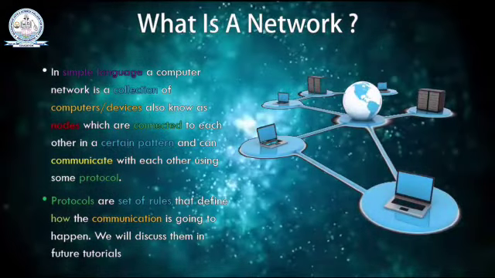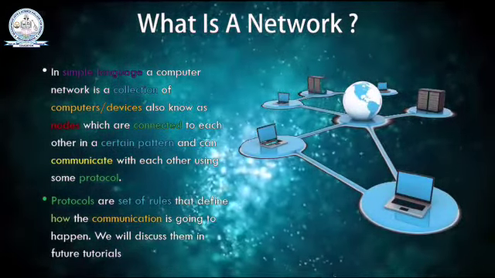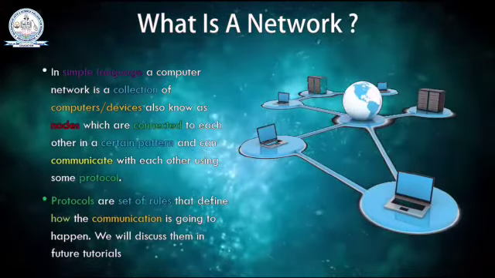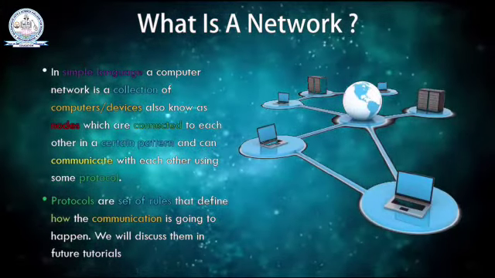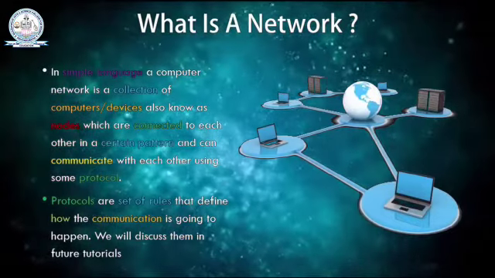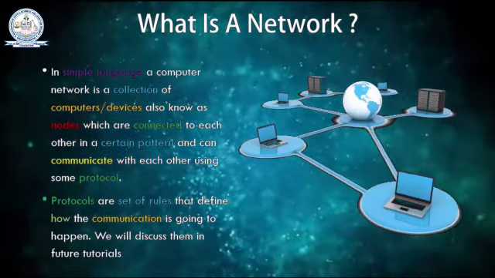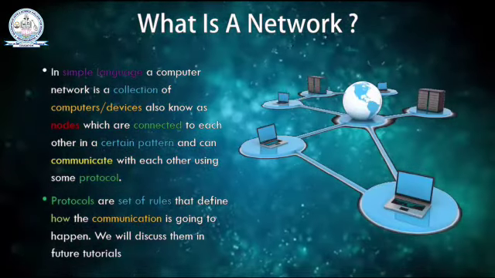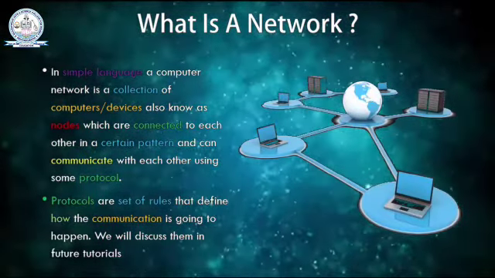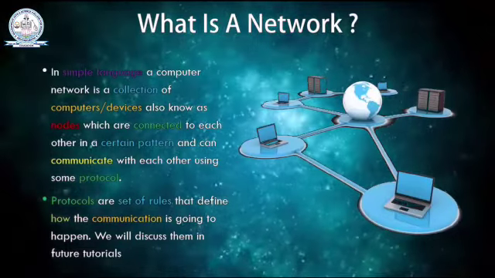As we can see in the image, there are bunches of computers and devices which are connected to each other over the internet, and they can communicate with each other based on certain protocols that we mentioned earlier. These are called topologies. Now we have understood what is meant by network.